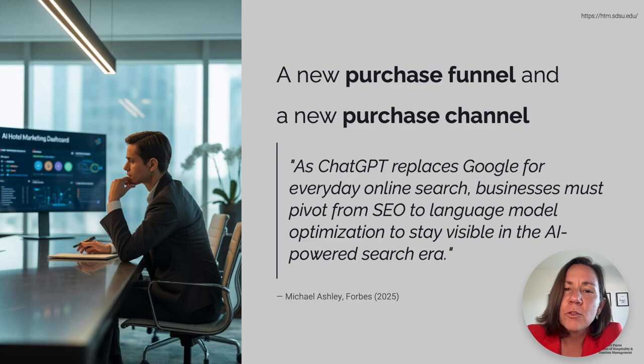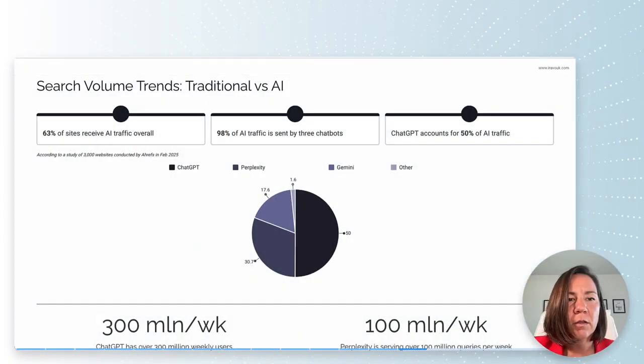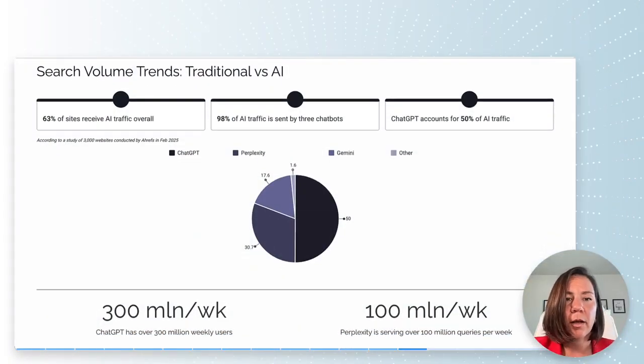Websites that offer products or services for purchase can't just be dressed up for human eyeballs or designed to please Google's SEO bots anymore. They now need to speak AI fluently. In short, AI search is rewriting the rules of online visibility. Based on the study of 3,000 websites conducted by Ahrefs in February 2025, 63% of sites receive AI traffic overall. So not everyone, but still a big portion.